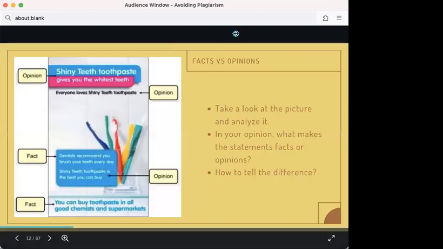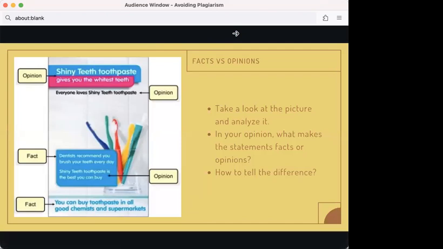Okay, let's try this exercise. I want you to stop this section and try to differentiate between facts and opinions. Take a look at the picture and try to analyze it. In your opinion, what makes the statements facts or opinions? And how can you tell the difference?